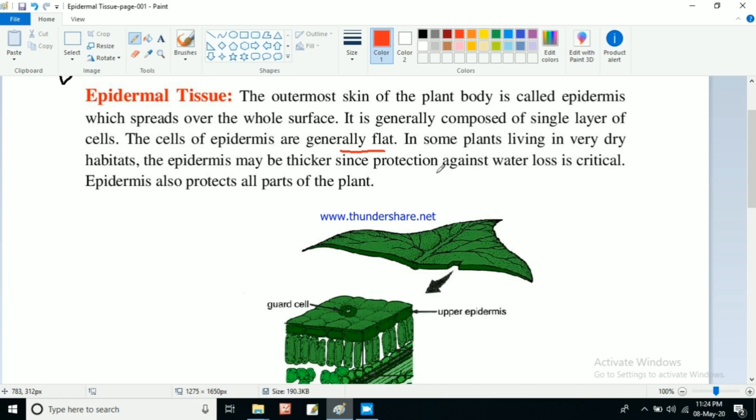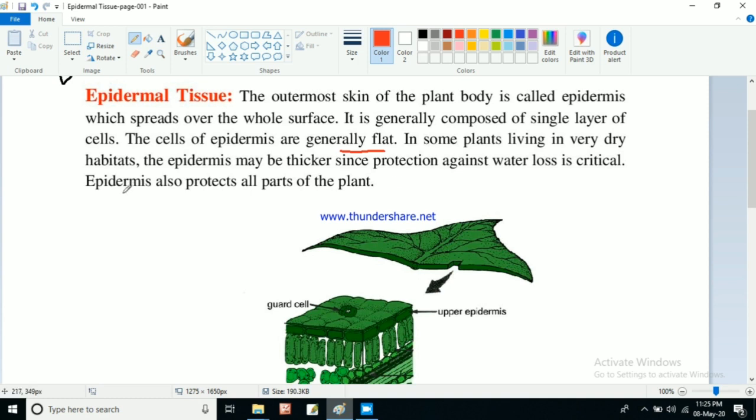Why is the epidermis thicker in plants of dry habitats? Since protection against water loss is very critical. If the epidermis is thin, what will happen? Water will be lost in greater amounts. In deserts, water is very scarce, so plants have to protect whatever water is present in the plant body. They have to prevent water loss. So to prevent excess water loss, the epidermis may be thicker in plants of dry habitats.